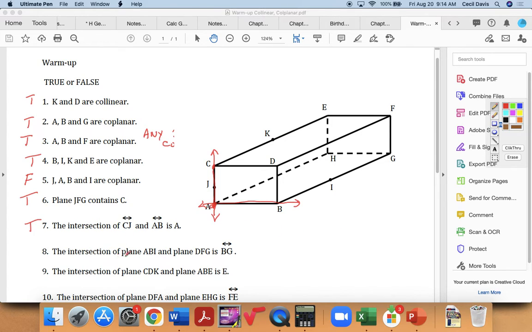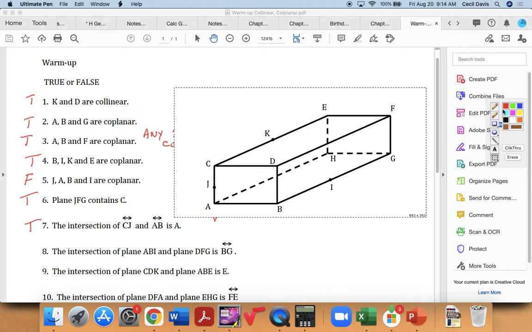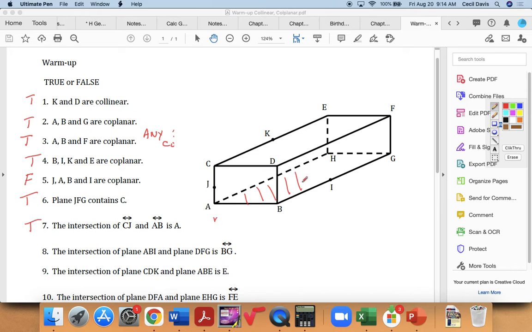All right, number 8, the intersection of plane ABI. Let me get rid of this. ABI, where is plane ABI? A and B and I, all on bottom. So ABI is this plane down here on bottom. And DFG is, I'm going to do this with a different color, DFG. And remember, it's not just those 3 points, it's this whole plane that contains those. That is this plane over here on the side.